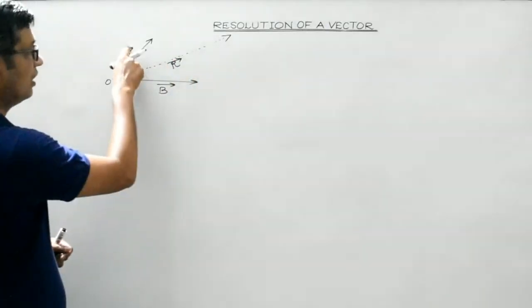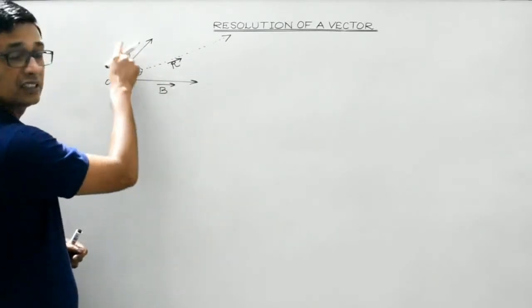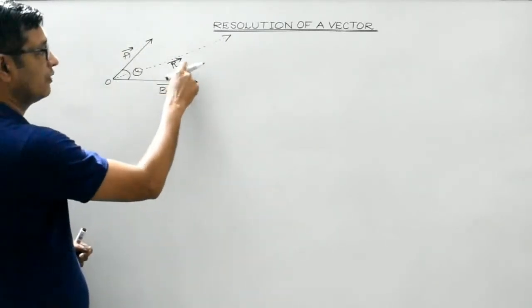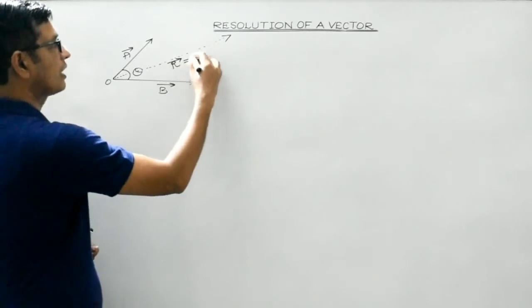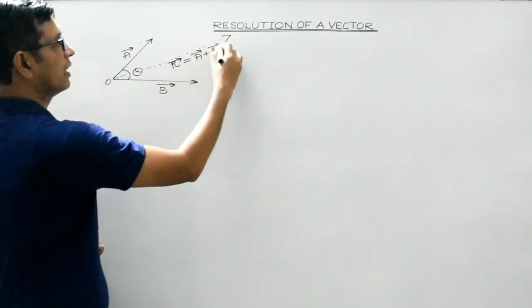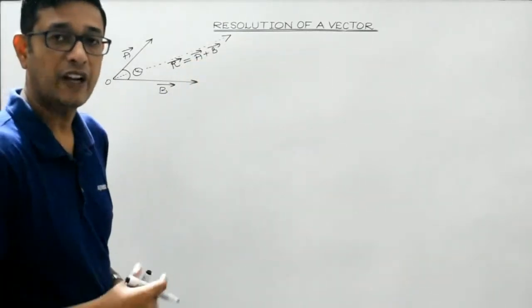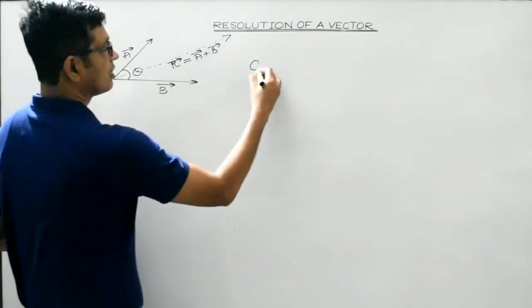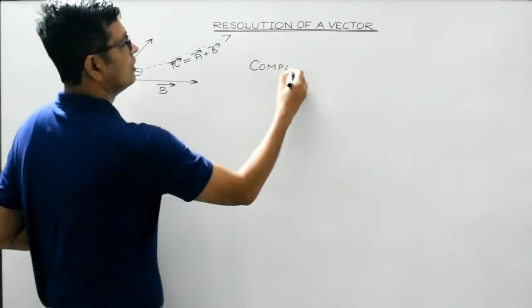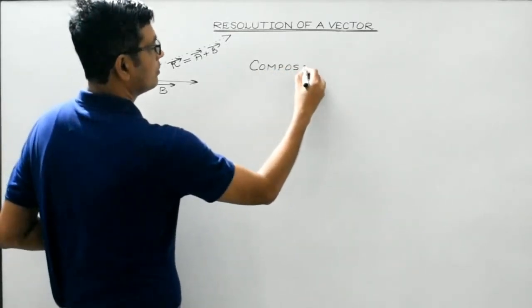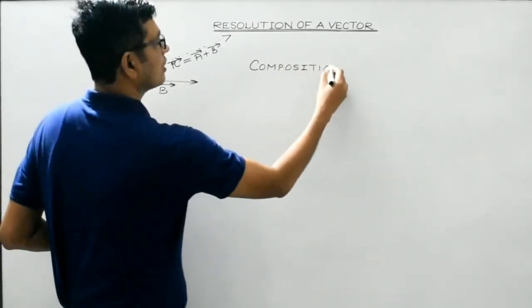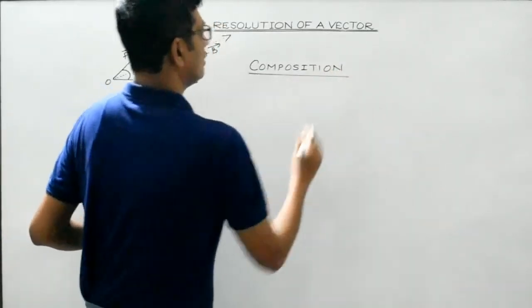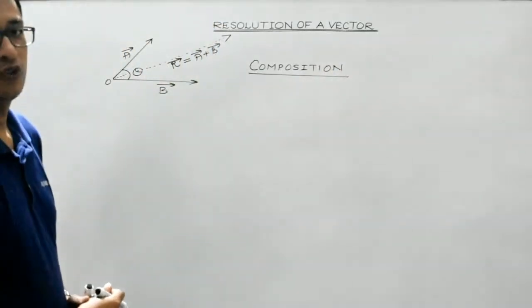So we are vectorially finding the resultant of these two vectors. So R vector is the resultant of A vector and B vector. This method of finding the resultant of the two or more given vectors is known as composition. It is known as composition of vectors.